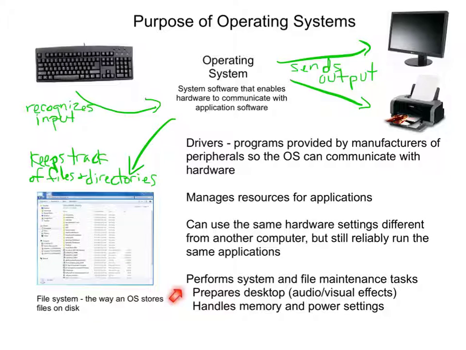Another way an operating system helps applications is by performing system and file maintenance tasks. So for example, the operating system is responsible for such system tasks as preparing the desktop, managing visual and audio effects, handling memory, and maintaining power settings. Equally important are the file maintenance systems. This is how the operating system keeps track of our files. It's called a file system. So how the hierarchy and the naming and the attributes and how much space the files can use, these are all very important things that the operating system is responsible for.